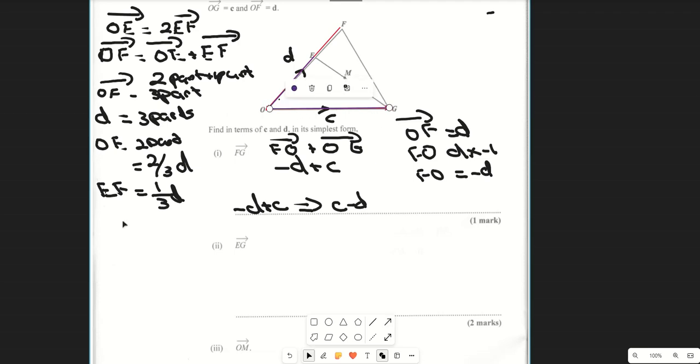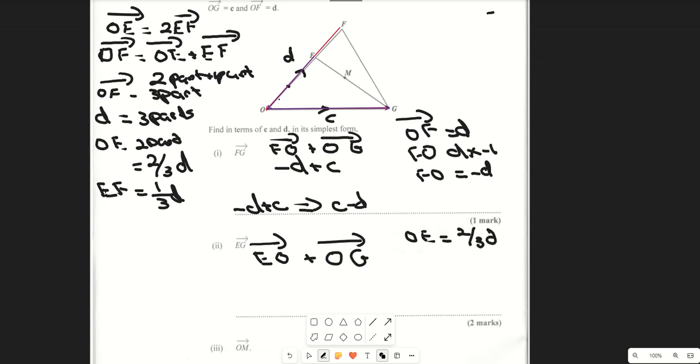Now, remember we dissected this, right? What do we know as OE? OE is two-thirds of D, not so? So starting point is E, ending point is G, and using that line that we saw, O was our point in common, right? From what we dissected, we know that OE equals two-thirds of D.